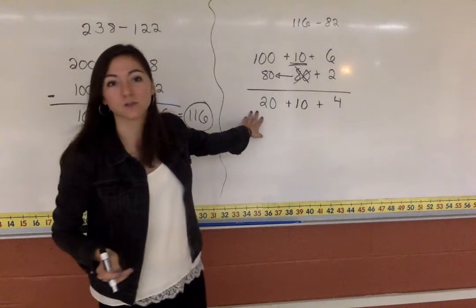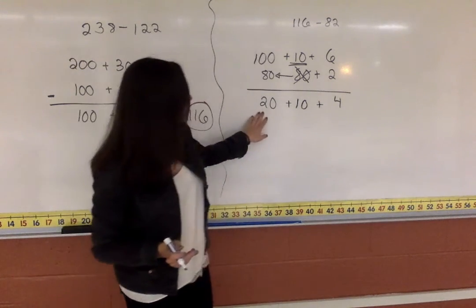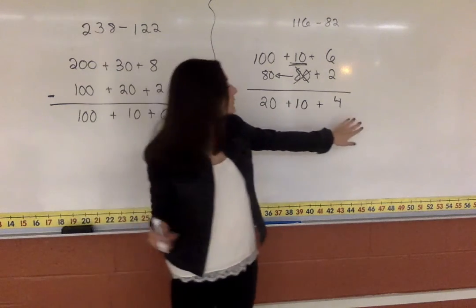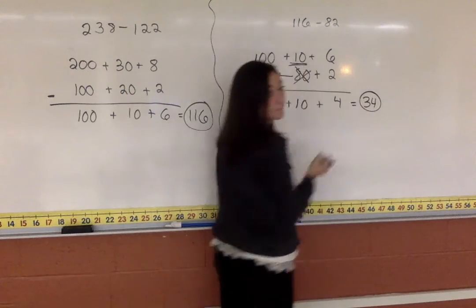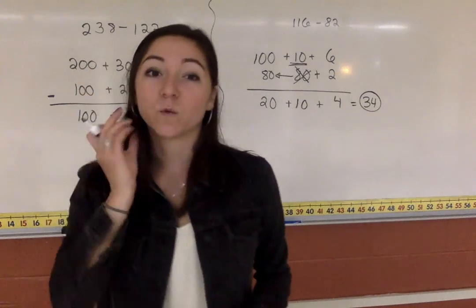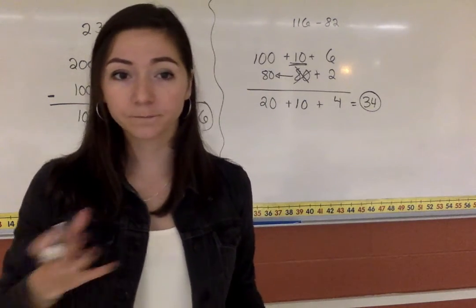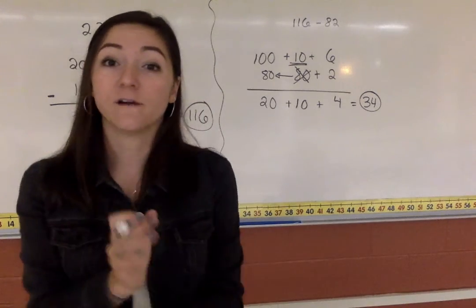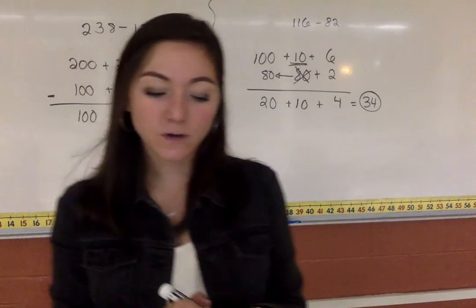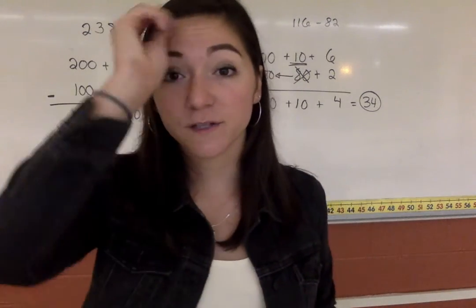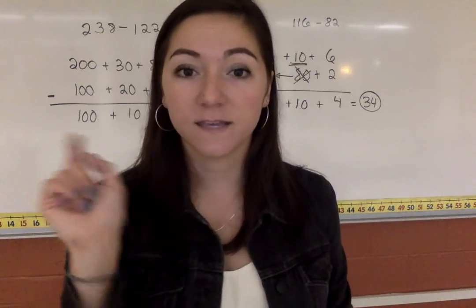Okay, so then I'm going to add together what I get. 20 plus 10 equals 30. Plus 4 will give me 34 as my answer. Okay, so again, when you are not able to take away something, you have to take it away from the next place value. Okay, go ahead and try solving by place value these subtraction problems on the next slide.